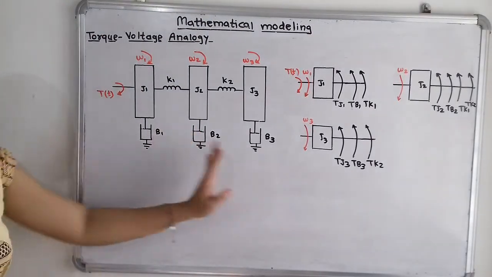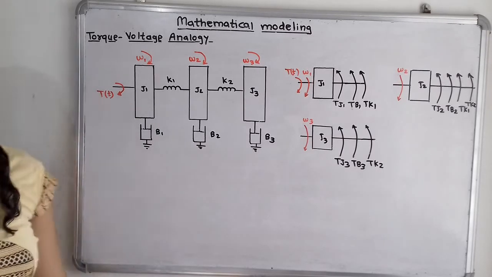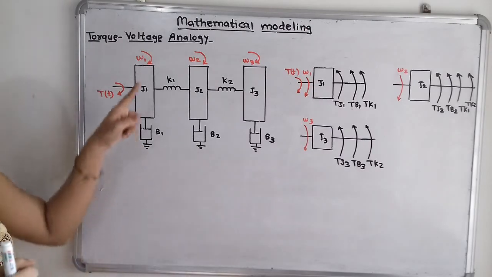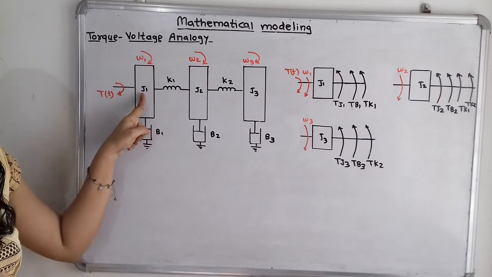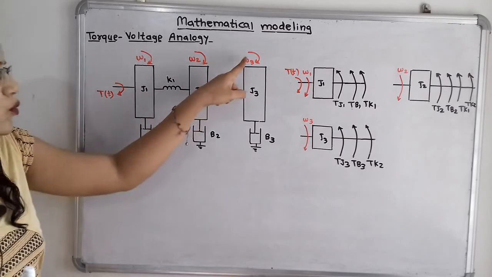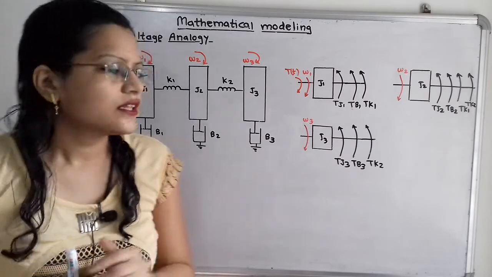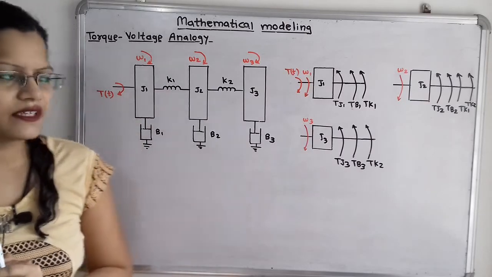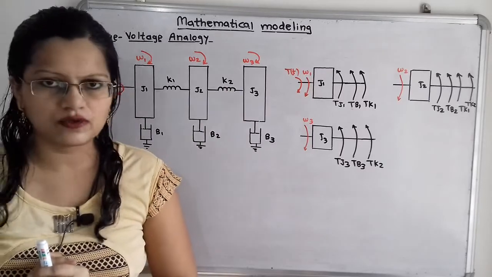Now if we observe this system, here the applied torque is T, which is input to the system. And what is the output? So output is given in terms of angular velocity omega 1 for mass moment of inertia J1, omega 2 for the mass moment of inertia J2 and omega 3 for the mass moment of inertia J3. Now in between J1 and J2 there is a spring with stiffness K1, and in between J2 and J3 there is a spring with stiffness K2.